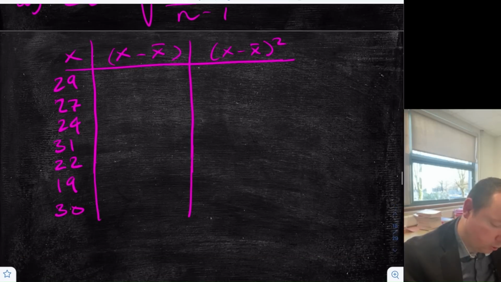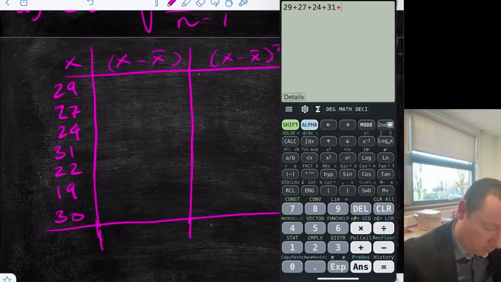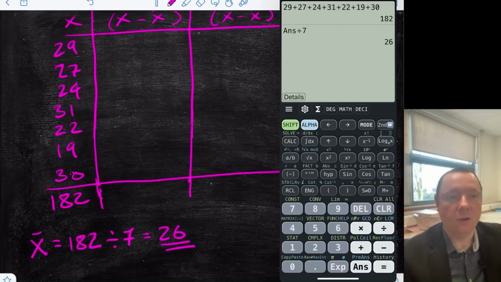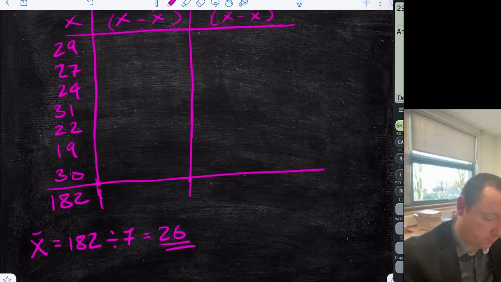So the first thing we're going to do is calculate the mean by adding all these up. So let's just get my calculator ready. 182 is our total. So our mean, which we can just say is x bar, is 182 divided by 7, because there's 7 numbers, which is 26, and we get a mark for calculating the mean. So now in the middle, we take away 26 from each of the numbers.